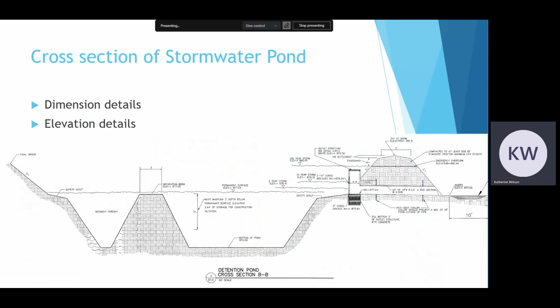This is a cross-section, which is also part of the engineering design for a stormwater pond. You can see this is the berm on the right, starting at the left, going right. Then you have your safety shelf. Then your forebay, which catches your initial sediment. Then a small berm in between the two ponds, and then your main pond.